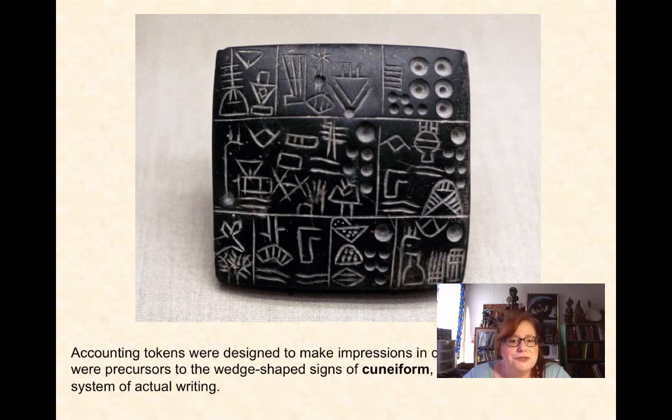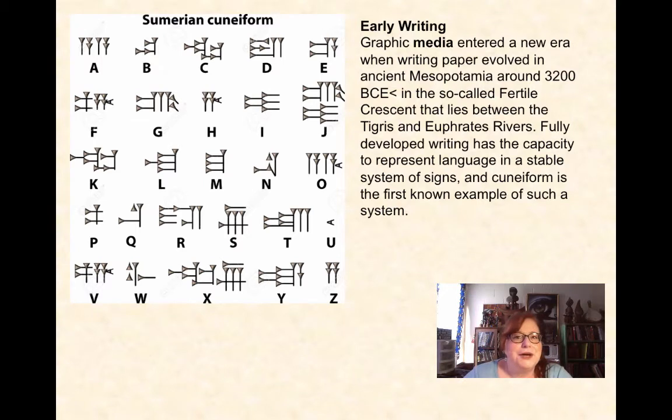So these impressions were precursors to wedge-shaped signs that become known as cuneiform, which is probably the oldest system of actual writing. Cuneiform comes from the Latin word cuneus, which means wedge-shaped, and you'll see in a moment what I mean by that. So here we go. This is Sumerian cuneiform, and you can see all of these letters have little wedges on them, so that is where it comes from.